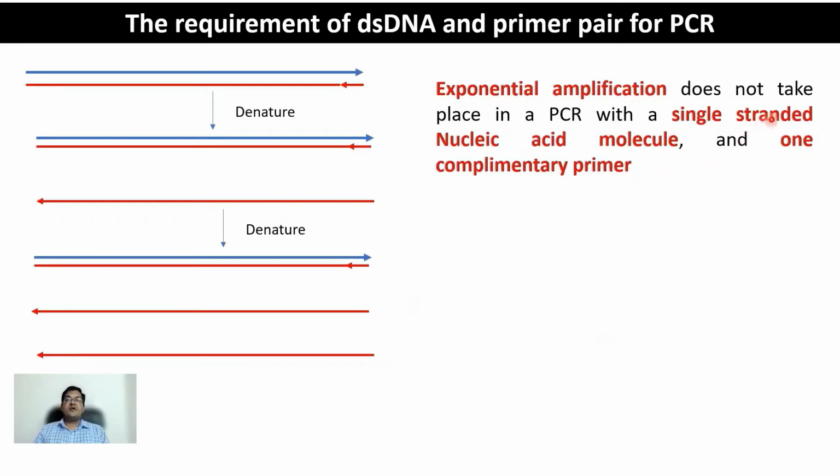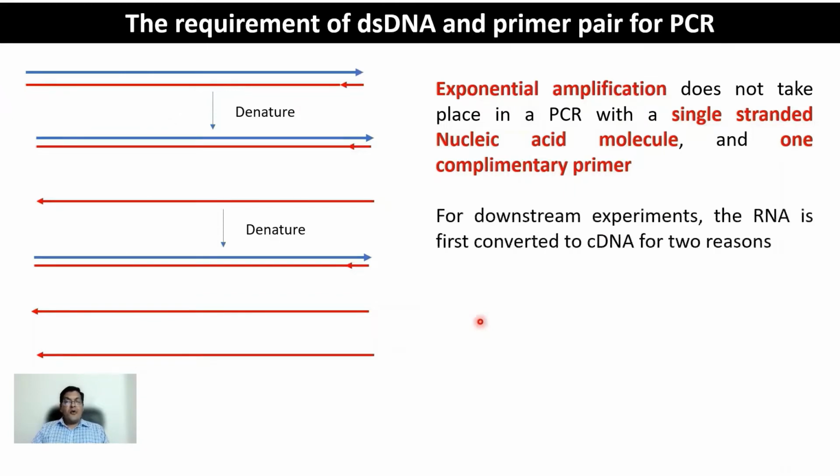Exponential amplification does not take place in PCR with a single-stranded nucleic acid molecule and one complementary primer. I've shown you how this works out in this example. For downstream experiments, the RNA is first converted to cDNA for two reasons. Number one, RNA is extremely unstable, and therefore, if you want to perform any experiment on RNA, it has to be first converted to cDNA, which is a lot more stable.